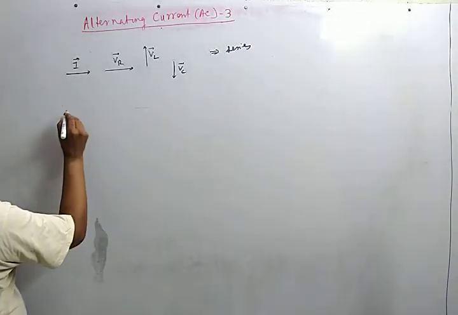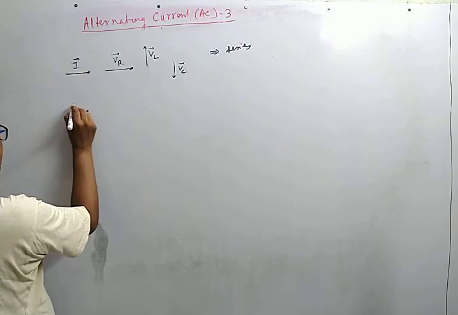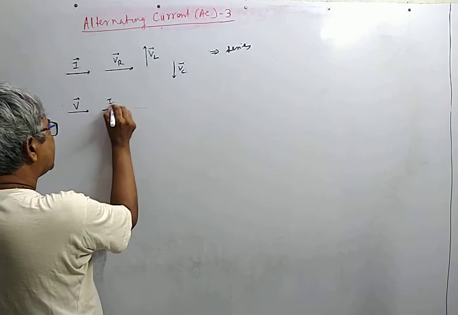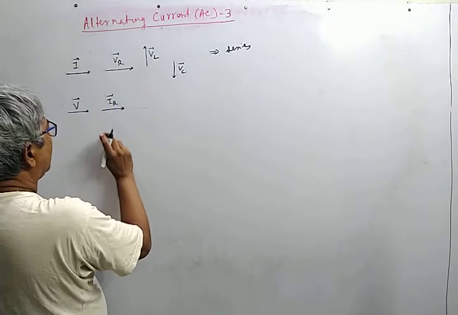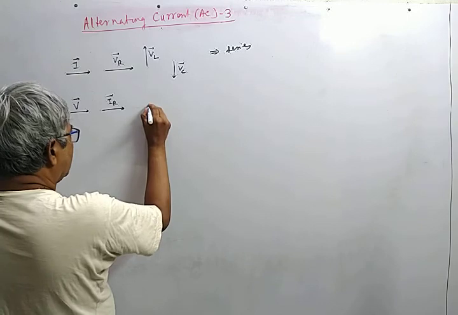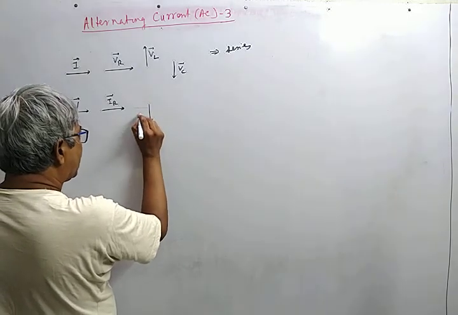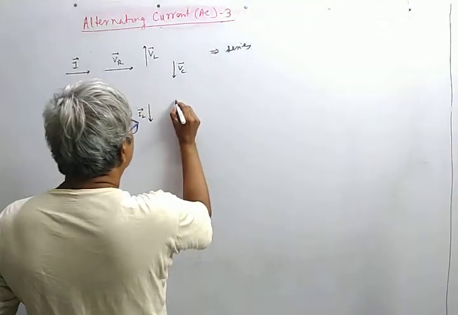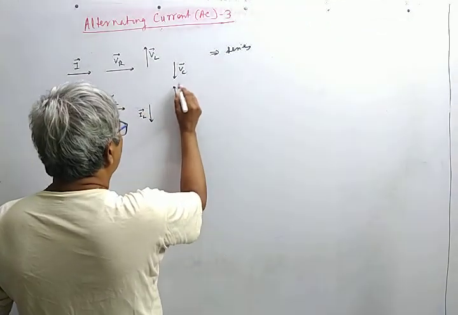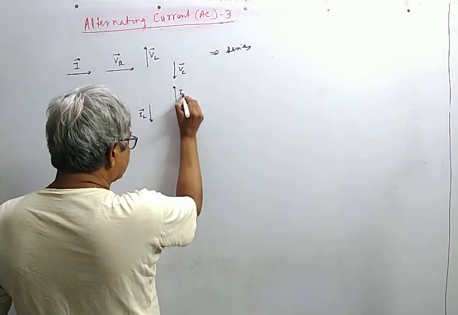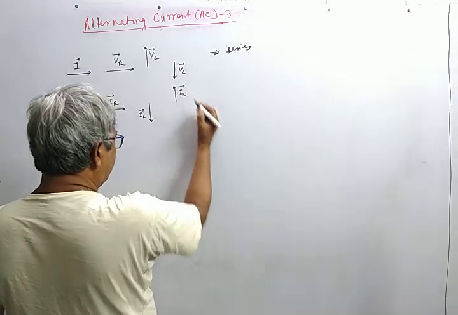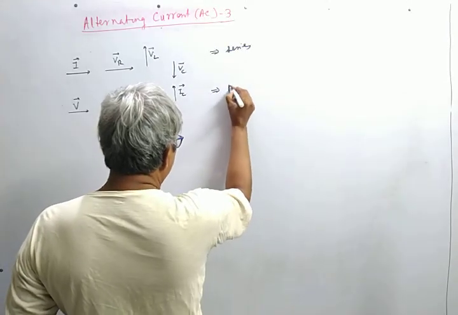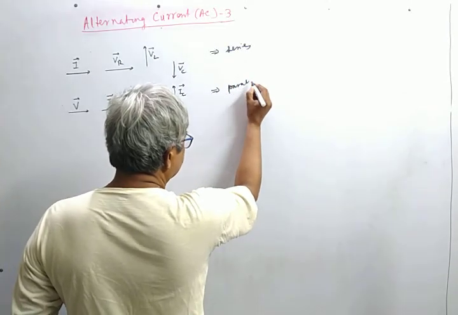And when we have a reference voltage V, the phasor is this. The current phasor across the resistor is in phase with V. The current phasor across L lags behind V by 90 degrees, and the current phasor across the capacitor leads over V by 90 degrees. And this theory is applicable for parallel combination.